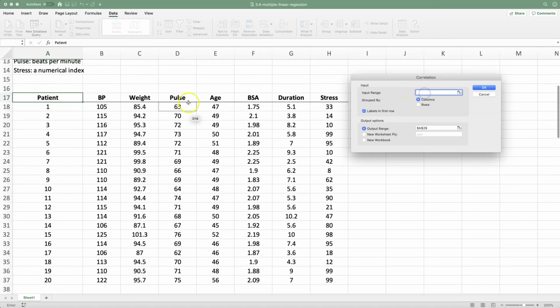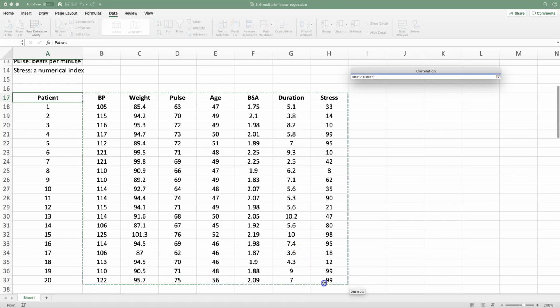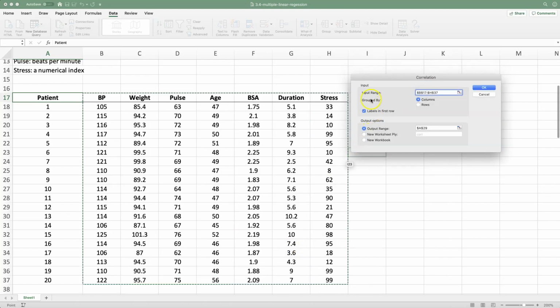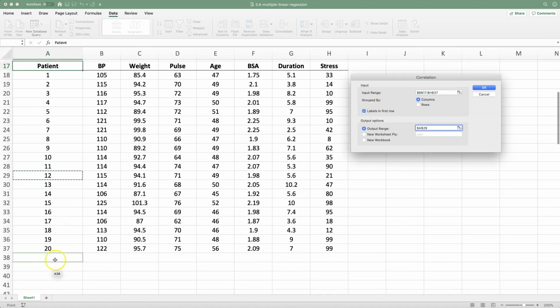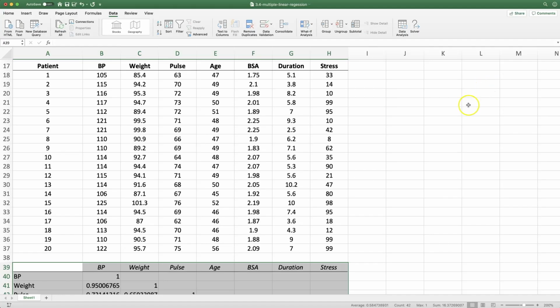Click the input range and select all of the data, including the column labels. Ensure that the data is grouped by columns and that labels in first row is selected. Click the output range and choose a spot underneath the data table. Click OK and the correlation table is printed.